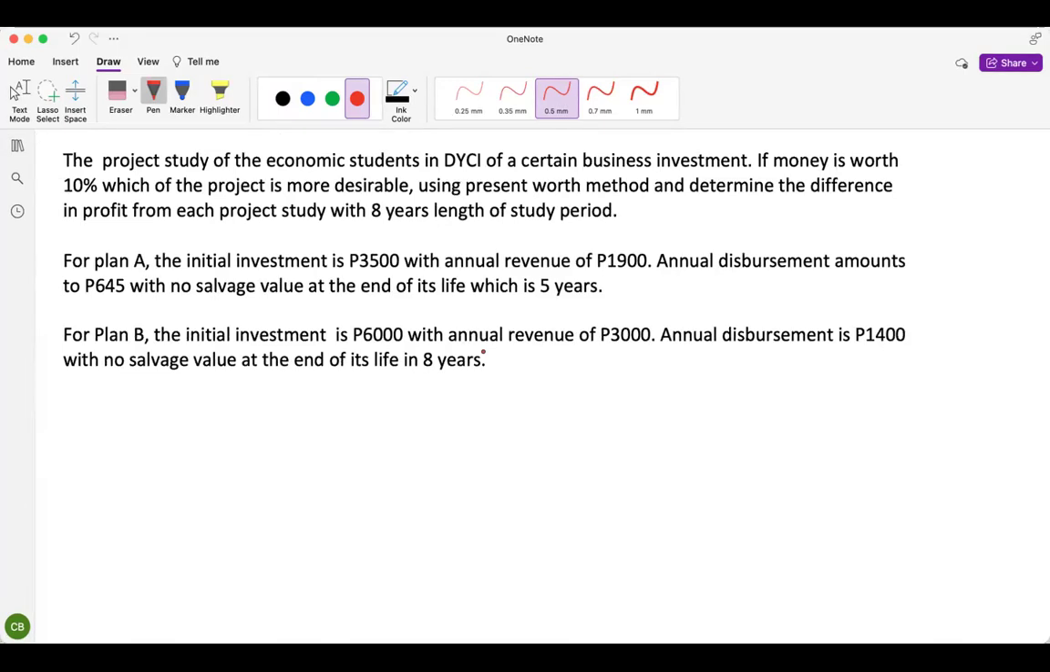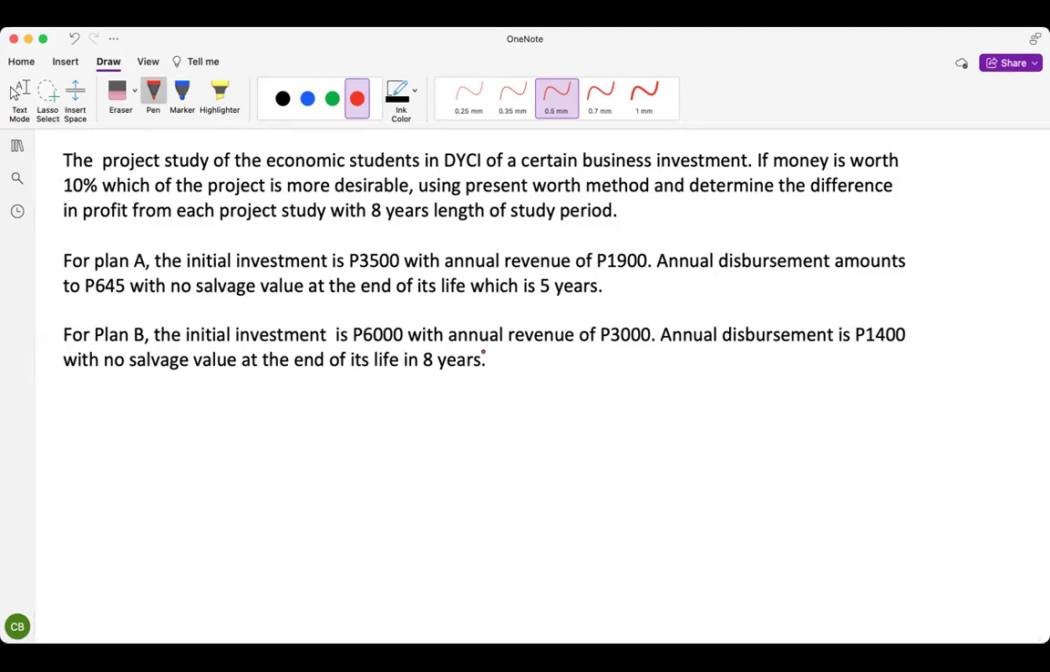So for plan A, the initial investment is 3,500 pesos with an annual revenue of 1,900 pesos. The annual disbursement amounts to 645 pesos with no salvage value at the end of its life, which is 5 years. For plan B, the initial investment is 6,000 pesos with an annual revenue of 3,000 pesos. The annual disbursement is 1,400 with no salvage value at the end of its life in 8 years.